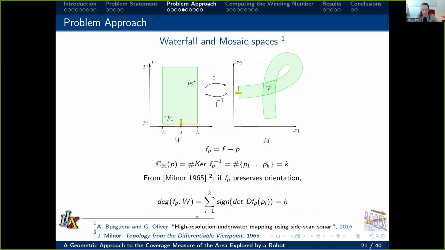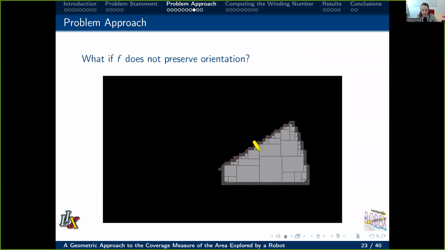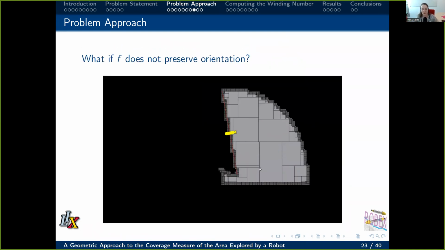And in this case, resulting in a topological degree that is equal to 0, and therefore in a winding number that is equal to 0, that is no longer the value of the coverage measure. Because here we know that we have points that were swept twice by the robot, so they must have a coverage measure that is equal to 2, but the winding number will be equal to 0. So in this work, in this presentation, we are going to assume that this won't happen.